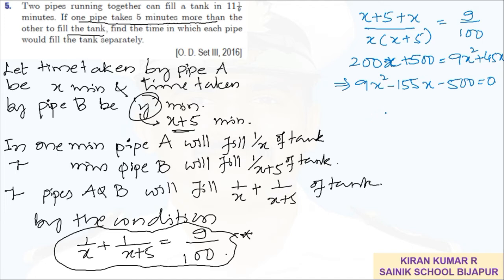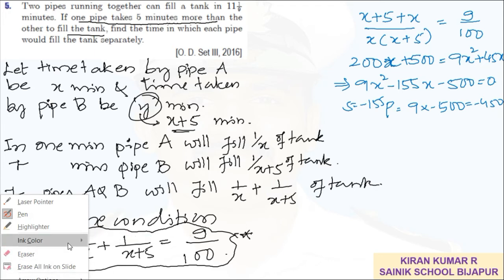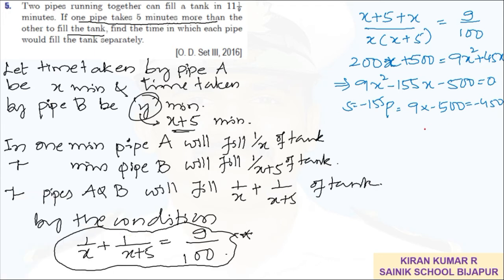Here the sum and the product we have to choose. Here the sum is negative 155 and the product is 9 times minus 500, which is minus 4500. We have to find two numbers. I have solved it, and the numbers we obtain are negative 180 and 25. Minus 180 into 25 would give the sum and the product.